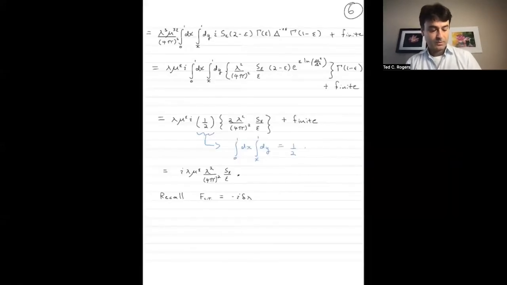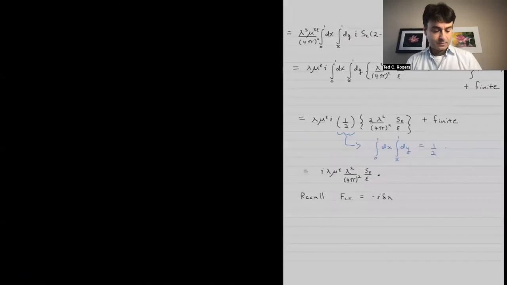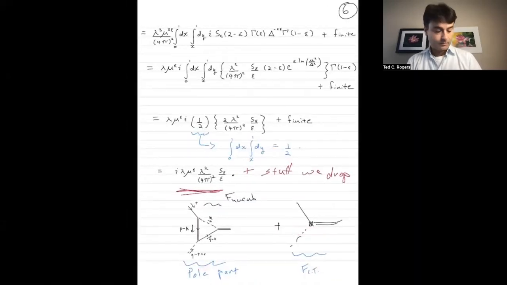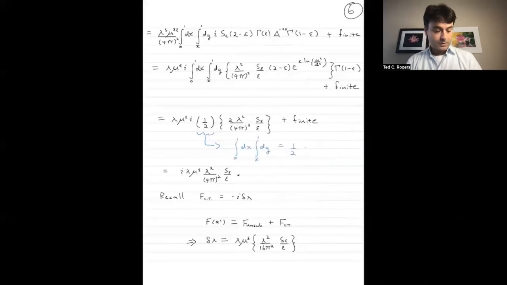Remember that F counter term from the Feynman diagram was negative i delta lambda. Important to keep track of these signs and the i's and so forth. But we know that when we add this, as we did here, it just has to cancel out that pole part. So we immediately know what that is. Delta lambda is just all of this stuff without the overall factor of i. Okay, maybe we even put a box around that.